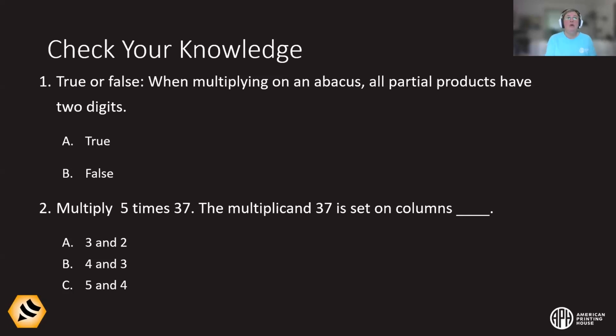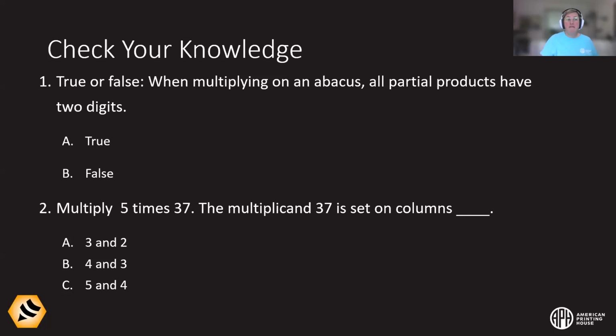Okay. When multiplying on an abacus, all partial products have 2 digits. This is true. All of them have 2 digits. You're going to have to substitute a zero in there, but you need to have your students listing all partial products as having 2 digits. Even if the product is 6, it should be 0, 6. We need to help them think about that.